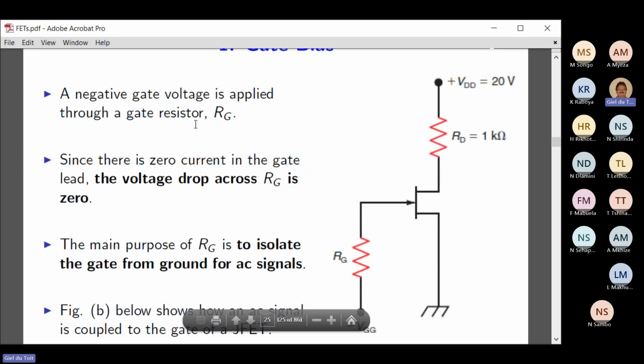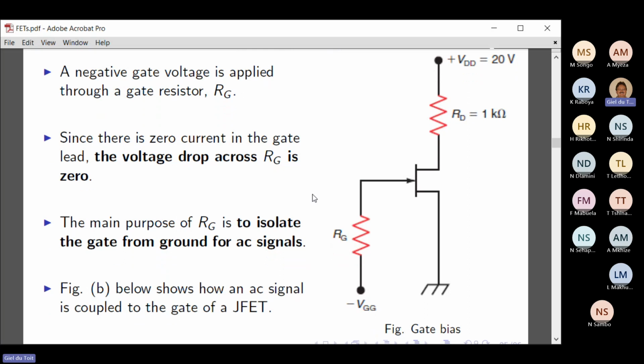So a negative gate voltage is applied through a gate resistor, RG, there's your gate resistor. And since there's 0 current in a gate, the volt drop over RG is 0 volt. There's no volt drop over it because there's no current flowing in a gate. Never is there a current flowing into the gate. The main purpose of the gate resistor is just to isolate the gate from ground. So when you've got an AC signal input here, we don't want this point connected to ground because the signal cannot come in. That is the only reason why we put a resistor here.